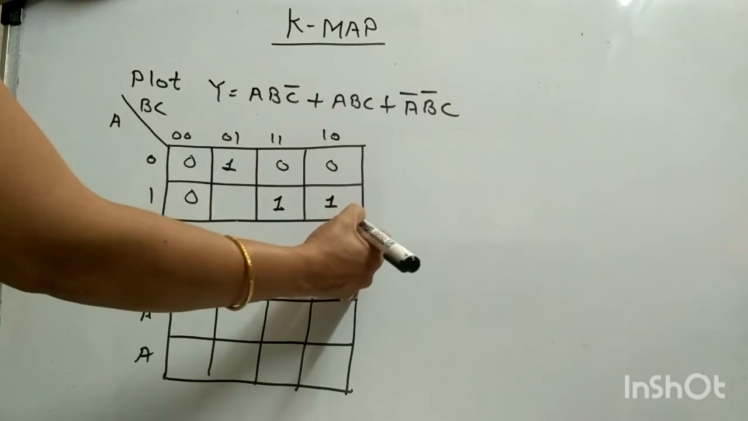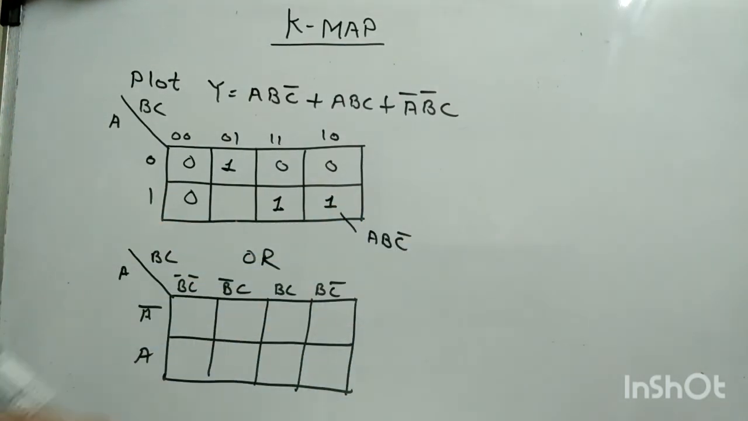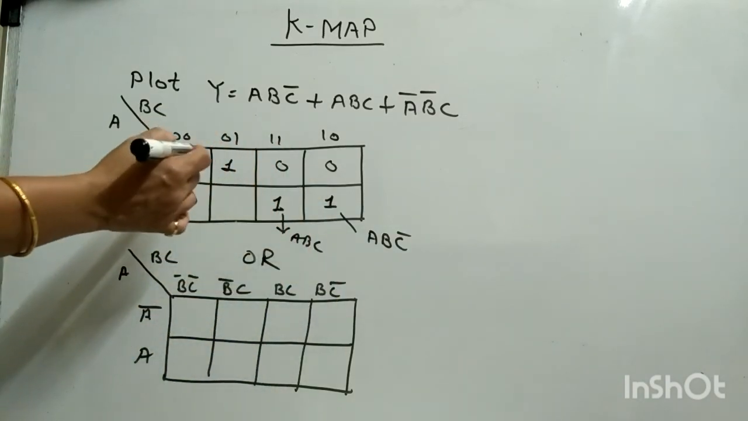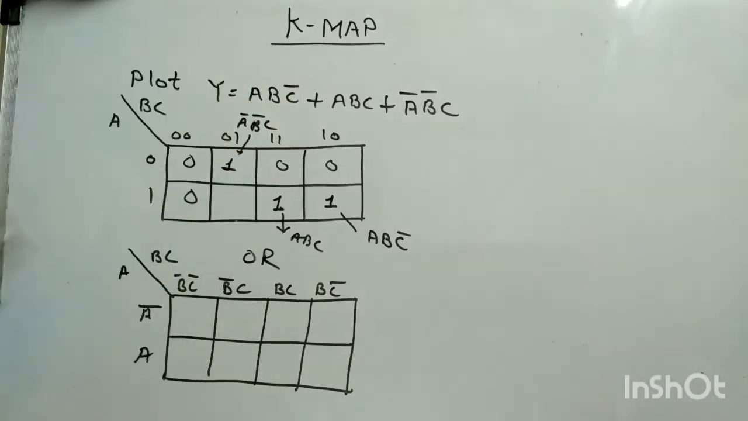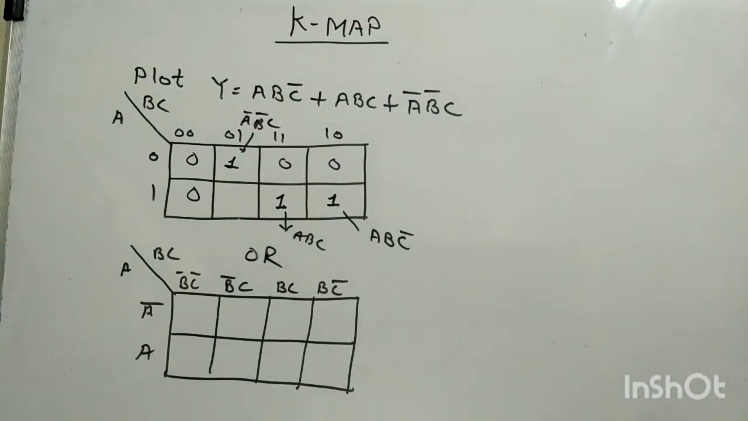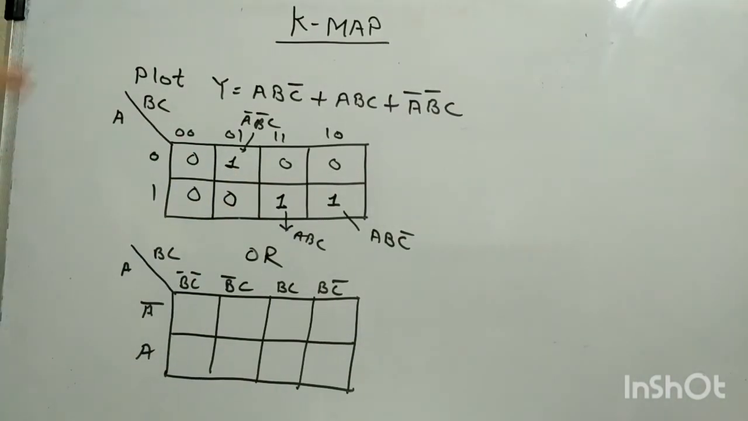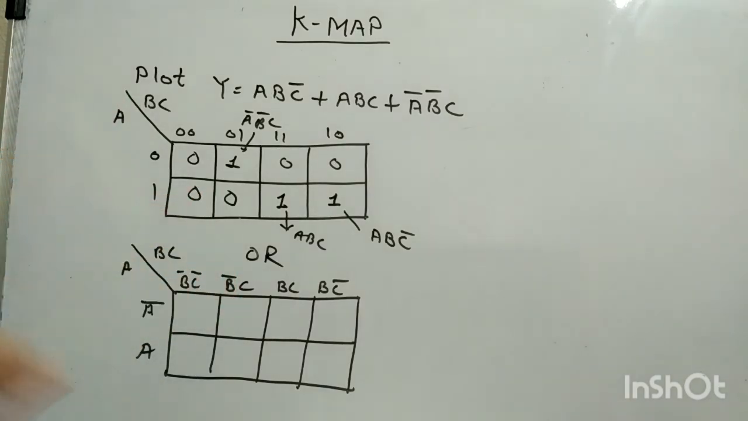We can name this as this minterm corresponding to A B C bar, this is A B C and this is for A bar B bar C. So this is how you can represent it. Also, instead of writing 0 and 1, you can write A bar and A and B bar C bar. That means you directly enter the variables and then you enter 1. So any method is valid.